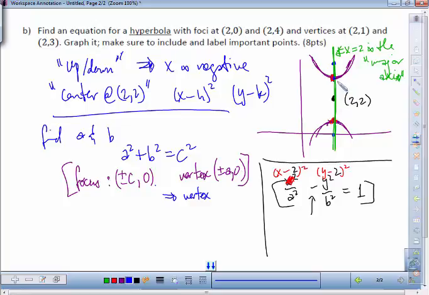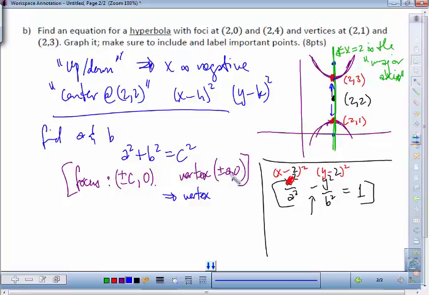So let's see. If you just look at the distance, what's this point? This point is 2, 3, and 2, 1. So this vertex that they're looking at is plus or minus from the middle, and the middle is 2, 2. So we go up 1 and we go down 1, so that's plus and minus 1. Does that part make sense?